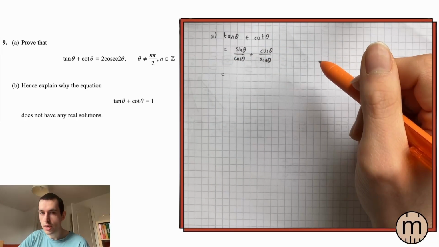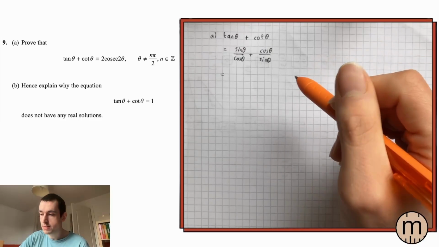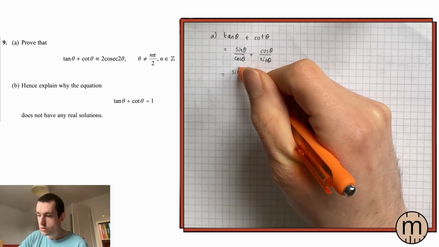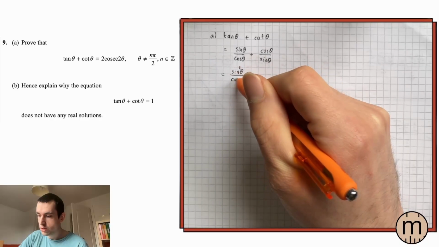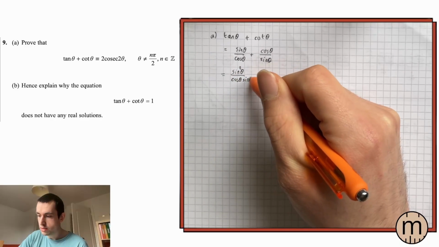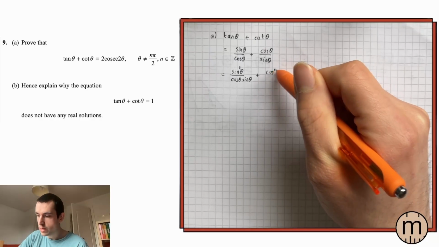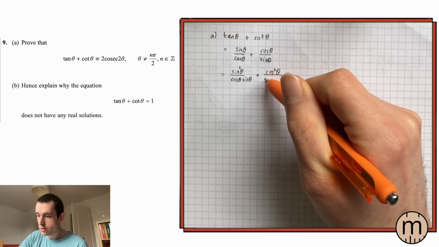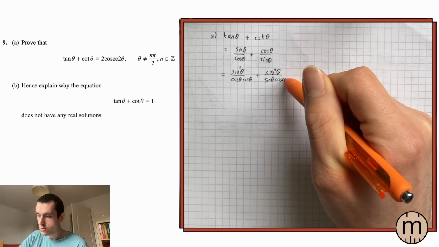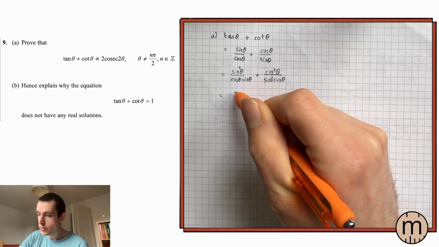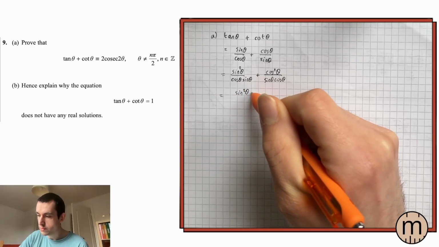These two fractions don't have a common denominator. Let's remedy that. We can turn this into sine squared over cos sine, and we can turn this one into cos squared over sine cos. These two denominators are now the same, so we can turn them into one fraction.